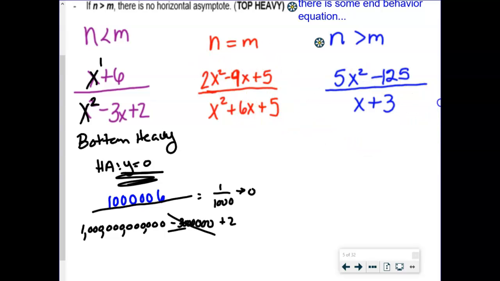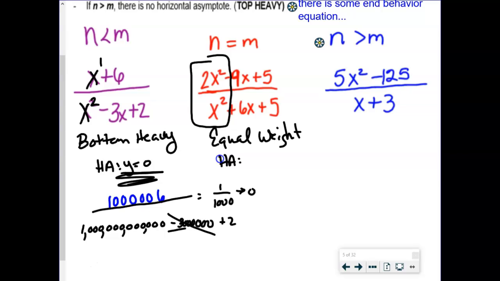All right, equal weight. This is an example of an equal weight fraction, where the polynomials in the numerator and denominator have the same degree. When this happens, your horizontal asymptote is located at y equals the reduced version of the lead coefficients, so 2 over 1, better known as y equals 2. If you want the reason why, and you don't have to memorize this, some of you are moving on to calc, and this is part of calc.